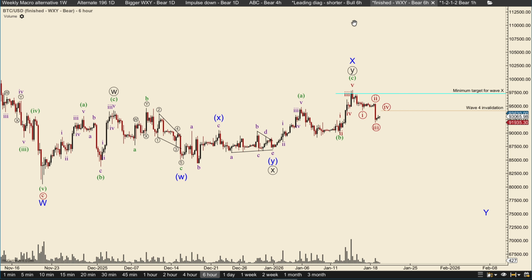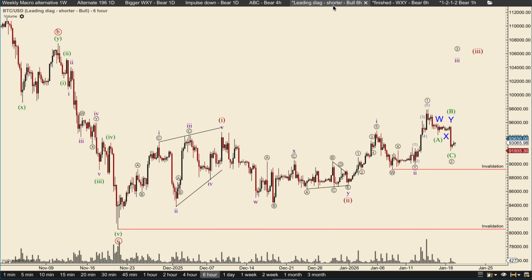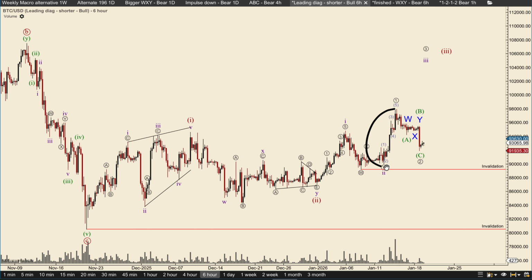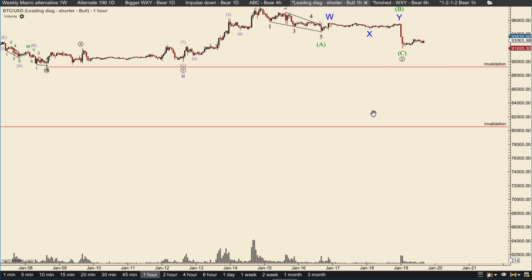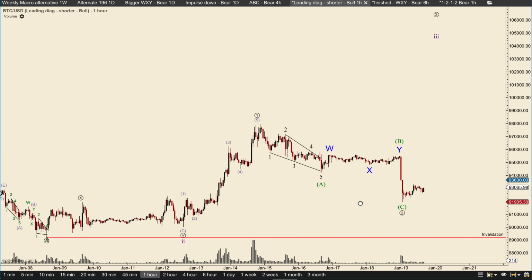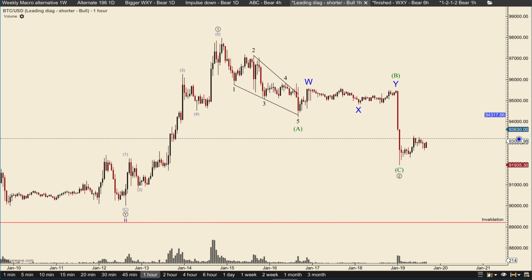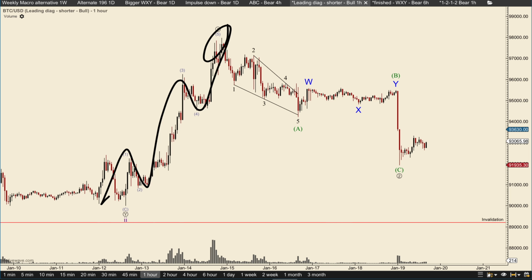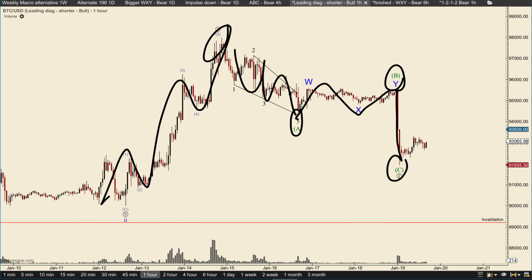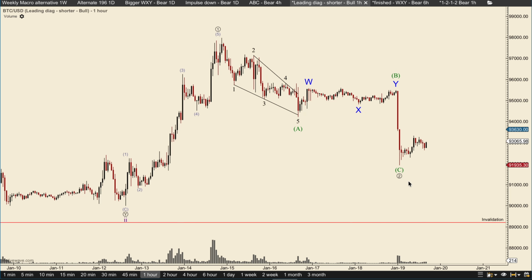So which one of these has the highest probability? If we zoom in on this structure, because that is basically the decider of what comes next, and I zoom in here on a 1 hour chart, you can see we are counting this as a wave 1, 2, 3, 4, 5, finished wave 1 impulse, 1, 2, 3, 4, 5, A, WXY into B, and now a wave C to finish wave 2.